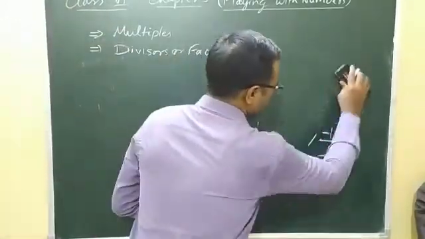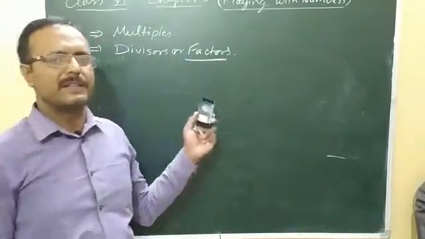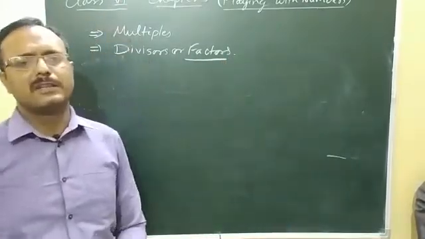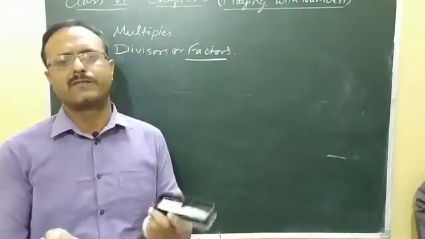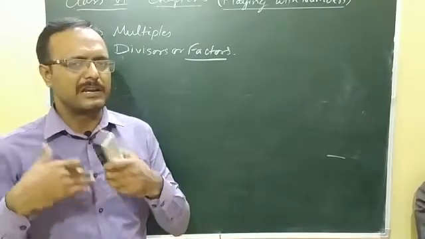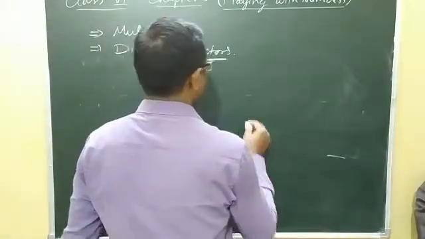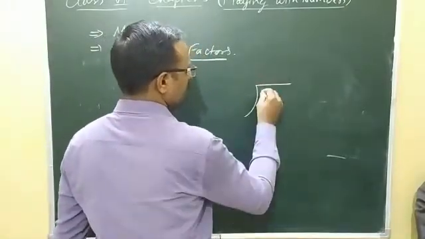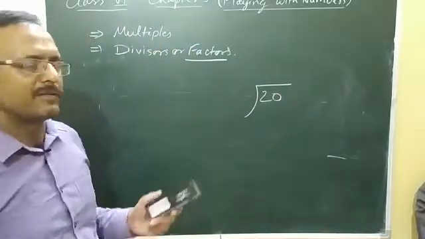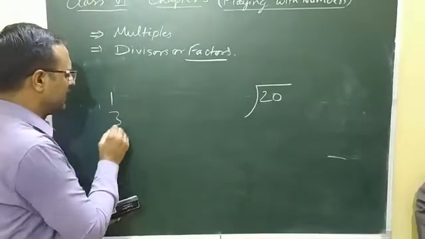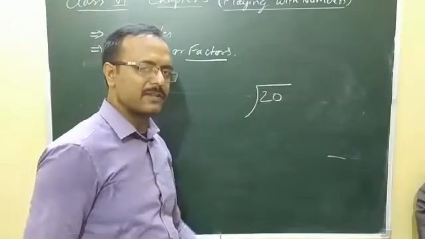This word divisor is also used as factor. So divisor and factor mean the same. The numbers which completely divide another number are called the divisors or factors of that number. Completely divides means the remainder should be 0. Let us see some more examples. For 20, as we have taken 15, whose divisors were 1, 3, 5 and 15 itself, now let us see this also.